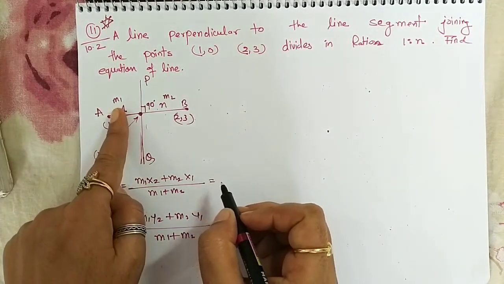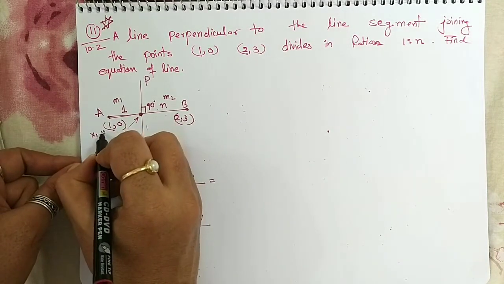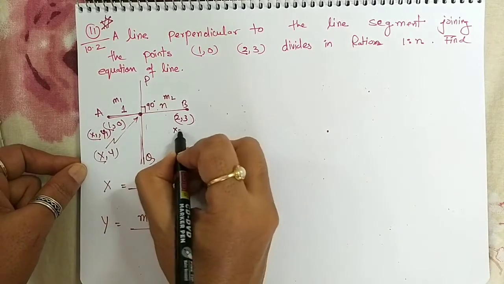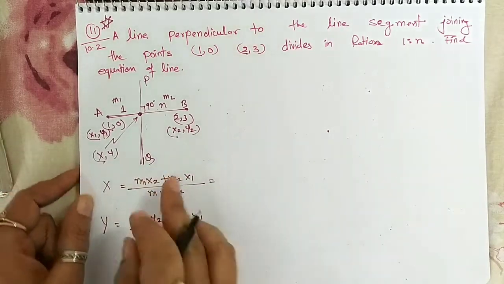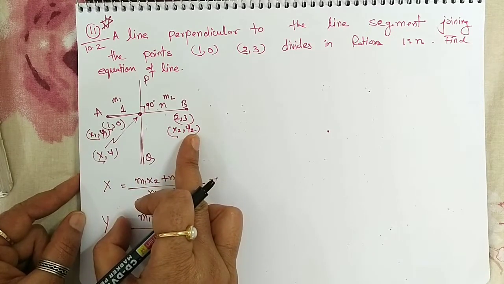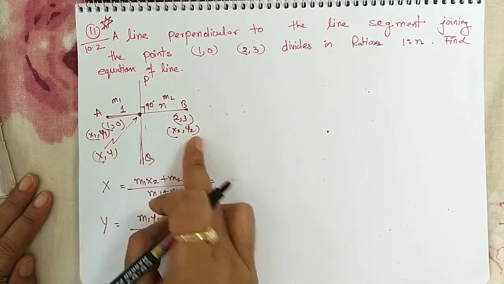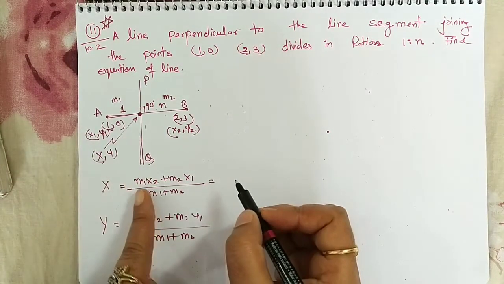This is m1, x2. See, this is my x1. This is y1. This is x2. This is y2. Please don't mix up x1, x2, y1, y2 in a hurry. Don't do that. We always take x1, y1, x2, y2.